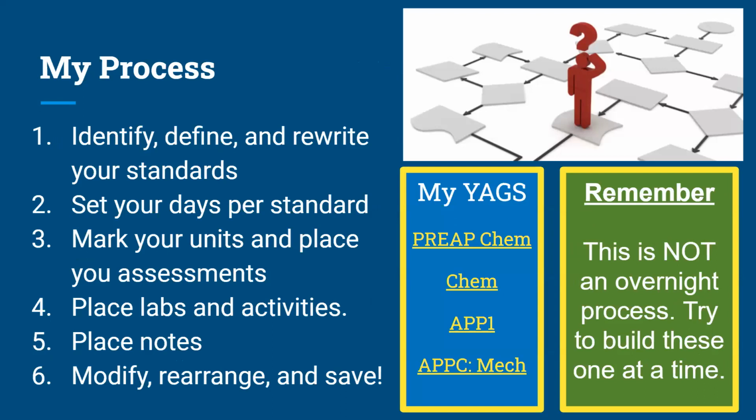And it's a fairly basic process, but I start off by identifying what are my standards, what do I need to teach, what do I want to teach, if my standards are a little bit more fluid. I set up my days per standard so that I know how much time I should be spending on it. I mark my units and I place my assessments, and then I place labs and activities, and then I place notes, and then I rearrange and modify and save. Something that I should note is the way I develop my course is through a method called backwards planning. And so we're going to talk about backwards planning and how it's a little bit different than forwards planning.